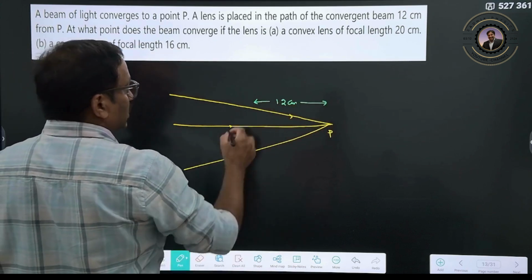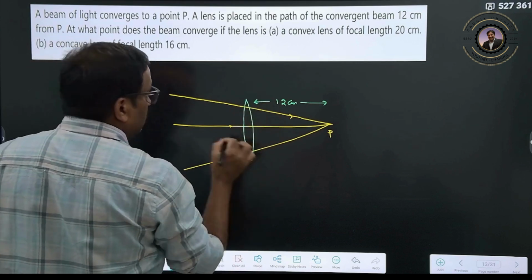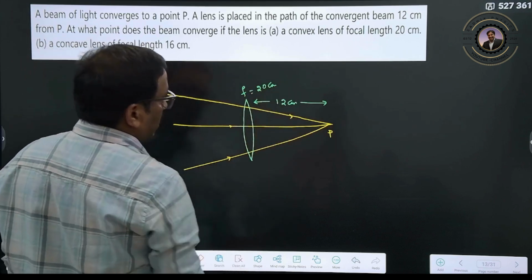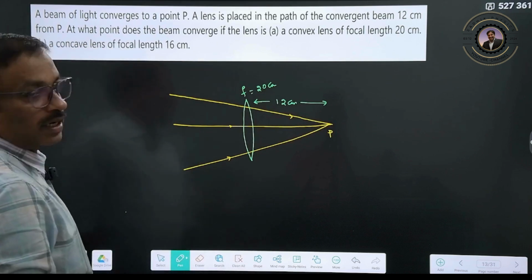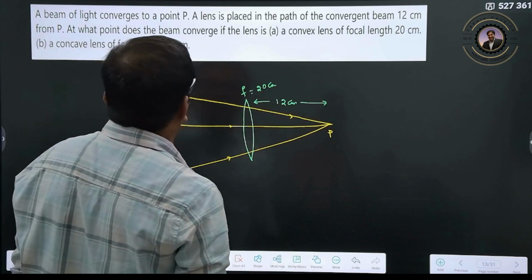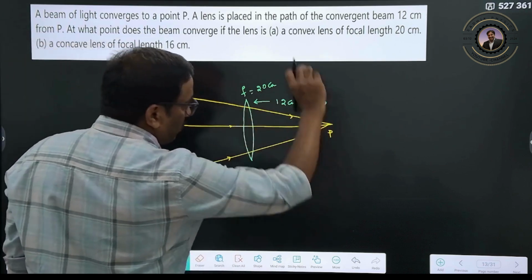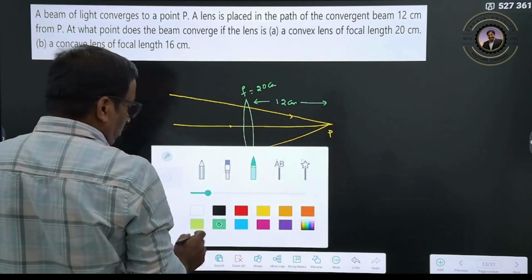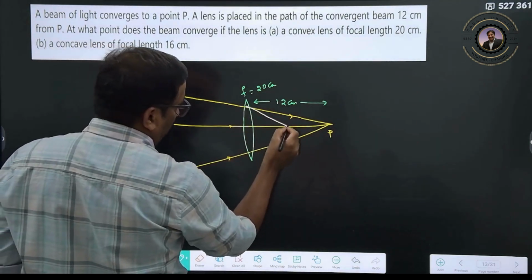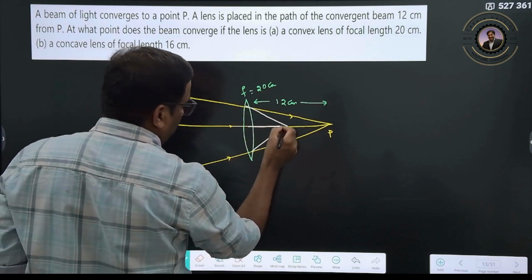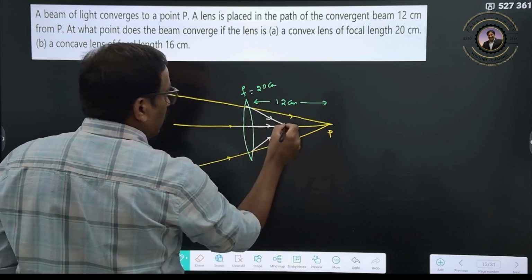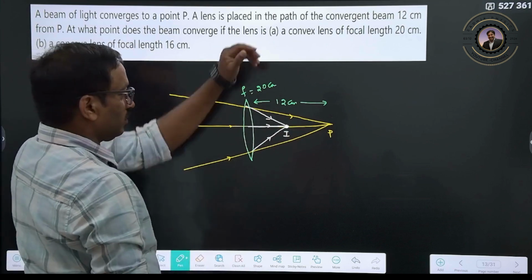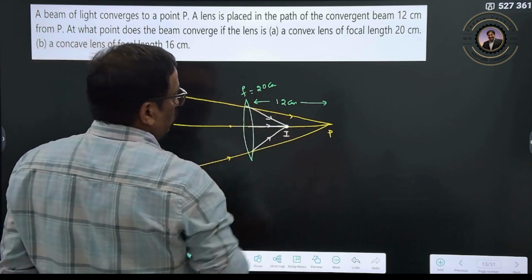So here is a convex lens, a converging lens. Focal length is 20 centimeter, and it is kept 12 centimeter away. First let us do the convex lens, then we will see the concave lens. These light rays are already converging, so the convex lens is going to make them converge more, to this point here. This point is nothing but the image. You understand now?